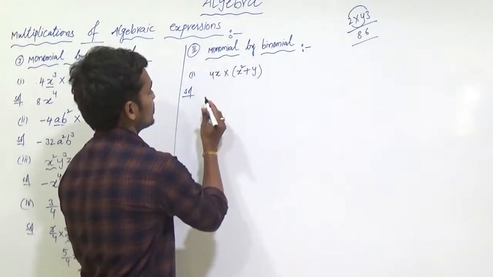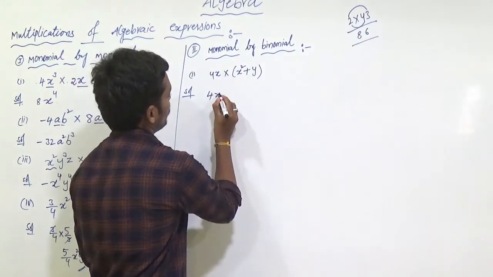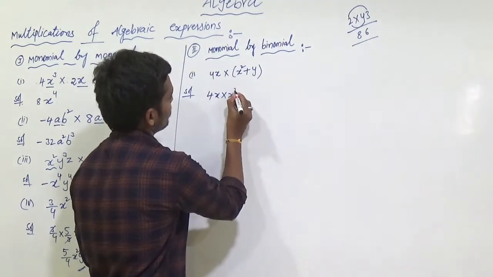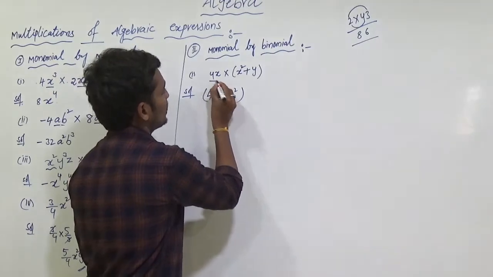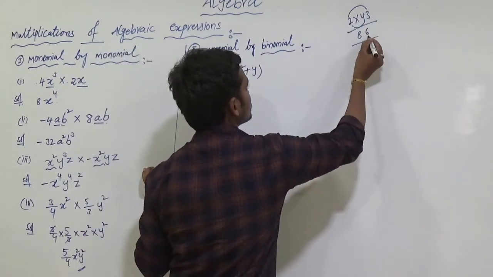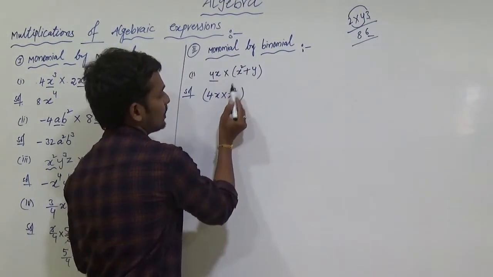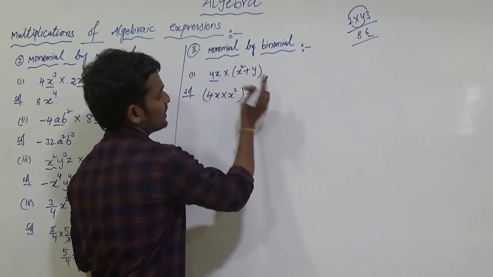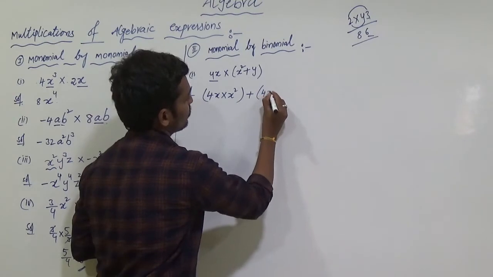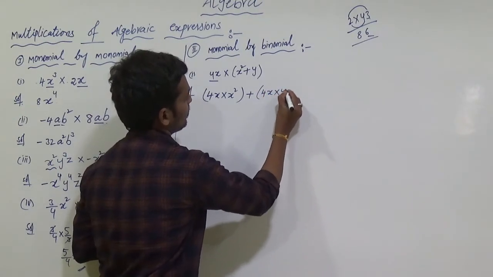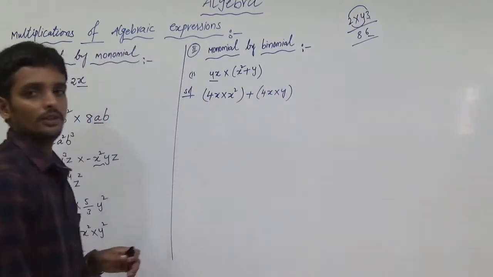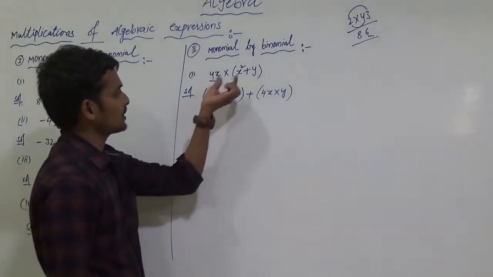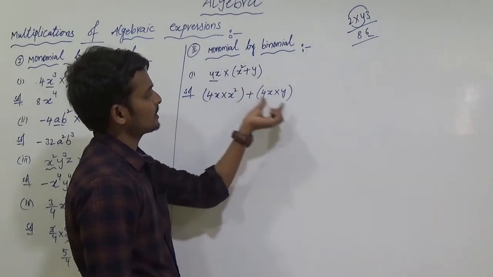The meaning of the question is we have to multiply 4x into x square first. That means like this, 2 into 3, 6. I am doing 4x into x square. In between, the symbol is plus. We have plus. The same way, the second term: 4x into y. You understand? First of all, 4x into x square plus 4x into y.